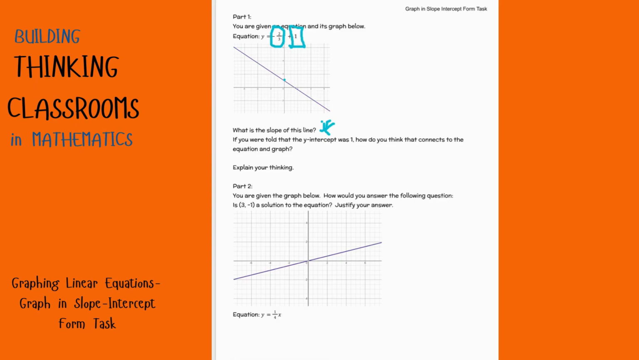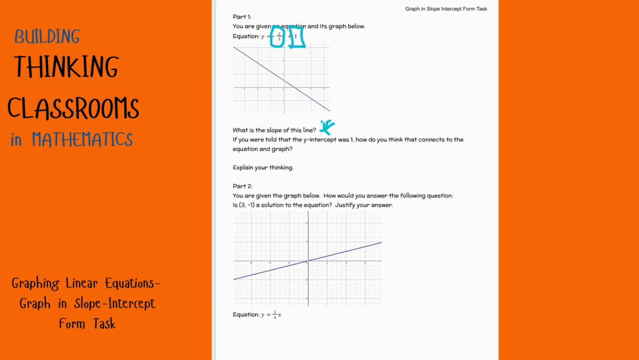We don't really have it intersecting at a 1 over here or anything like that. So there's just a little bit of information that they can try to connect to. We just want to kind of get them thinking, again, even though they don't really know what y-intercept is. So we just want them to be able to explain their thinking on the connections that they made before they move on to part 2.